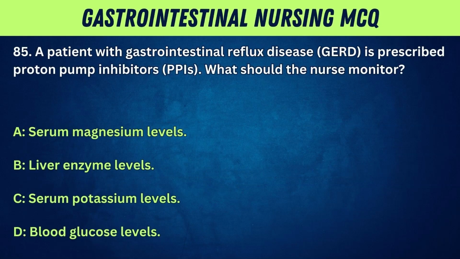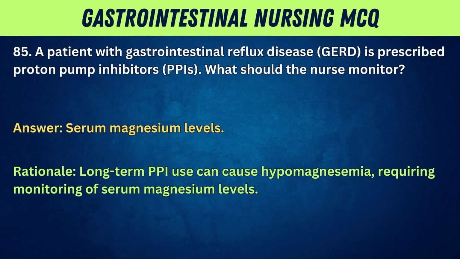85. A patient with gastroesophageal reflux disease, GERD, is prescribed proton pump inhibitors, PPIs. Which should the nurse monitor? A. Serum magnesium levels. B. Liver enzyme levels. C. Serum potassium levels. D. Blood glucose levels. Answer: Serum magnesium levels. Rationale: Long-term PPI use can cause hypomagnesemia, requiring monitoring of serum magnesium levels.